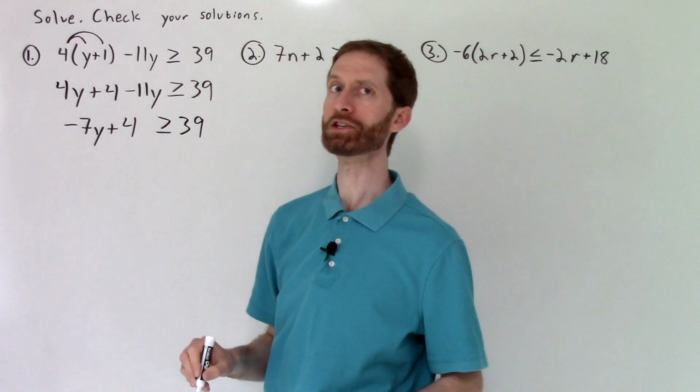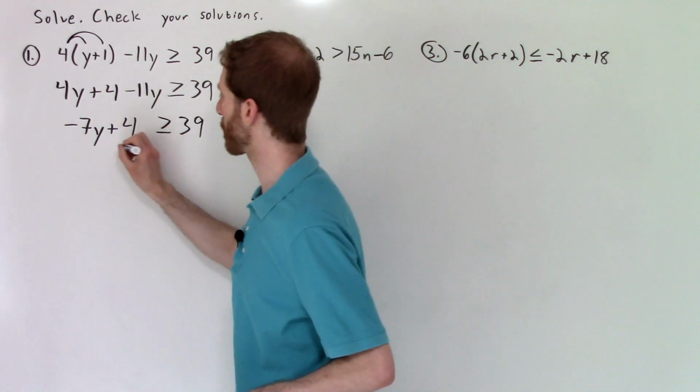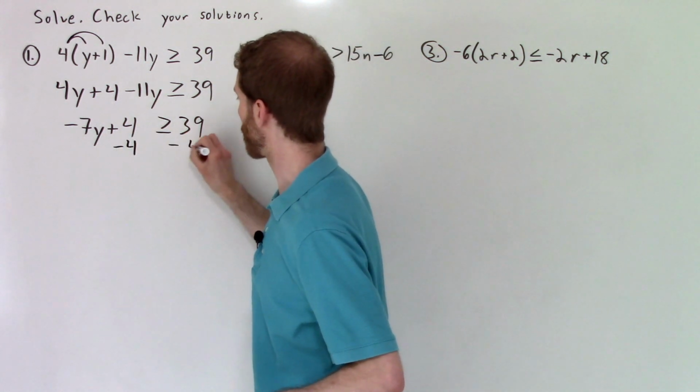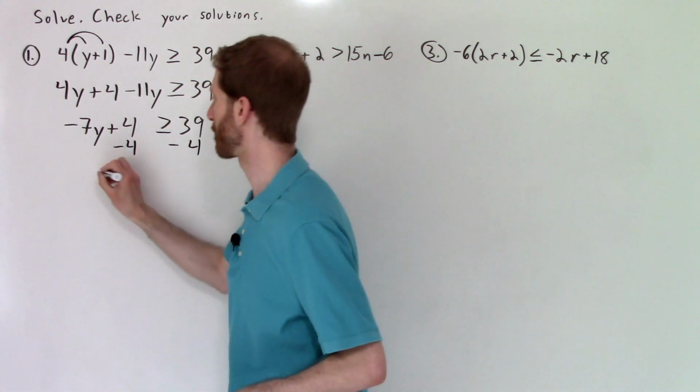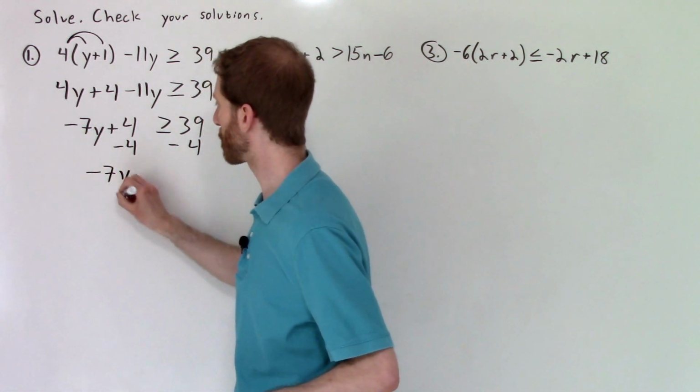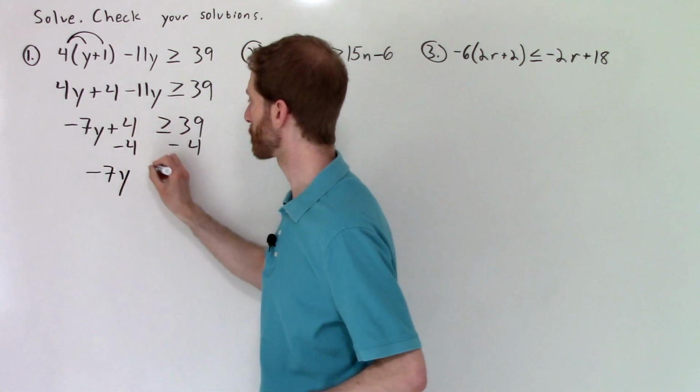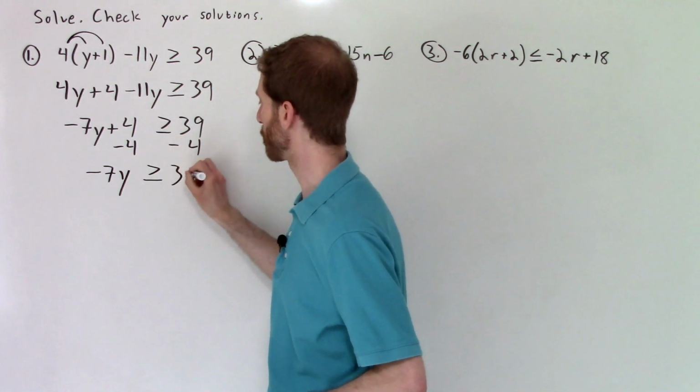Oh, nice easy two-step inequality here. I'm going to subtract 4 from both sides. Not so bad. That isolates the negative 7y and gets rid of plus 4. So these cancel and we're left with negative 7y greater than or equal to 35.